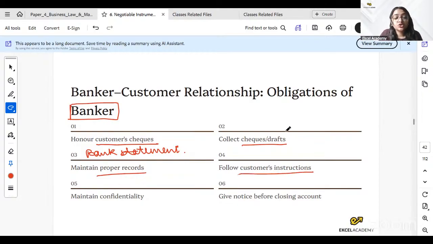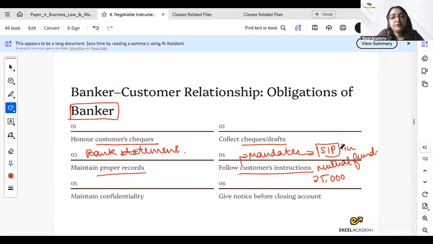Follow the customer's instructions. You can give certain mandates to the bank. For example, if you are investing by way of SIPs in a mutual fund, you have authorized your bank to invest rupees 25,000 in a particular fund. The bank will not come back to you for signatures or approval every time. Once you have set the mandate, it will automatically deduct and pay rupees 25,000 on, say, the 10th of every month into the mutual fund that you have selected. So these are certain customer instructions that the bank will follow.